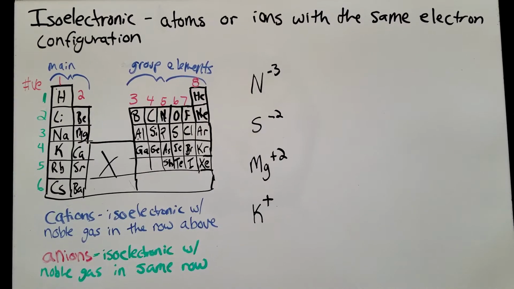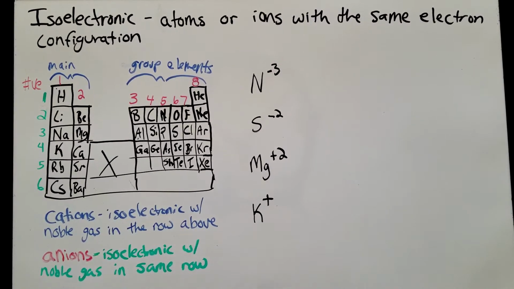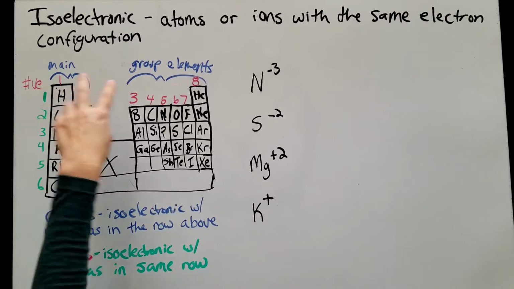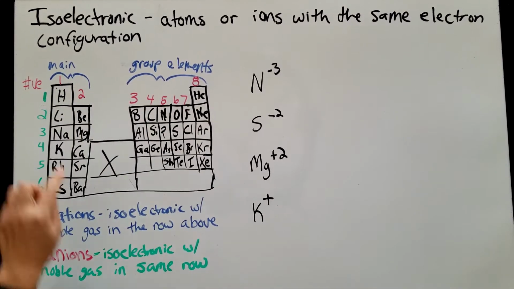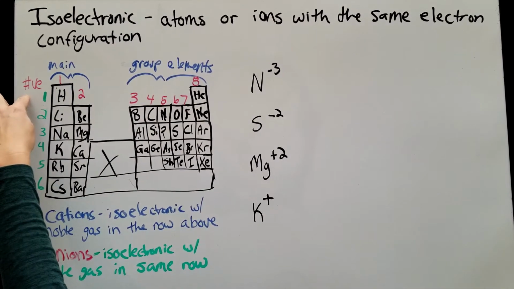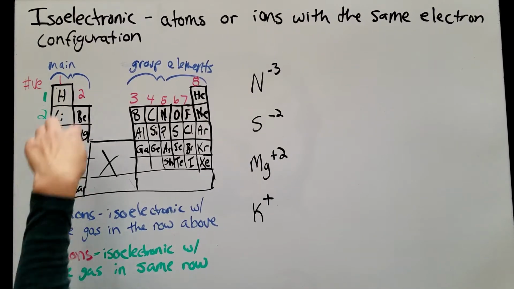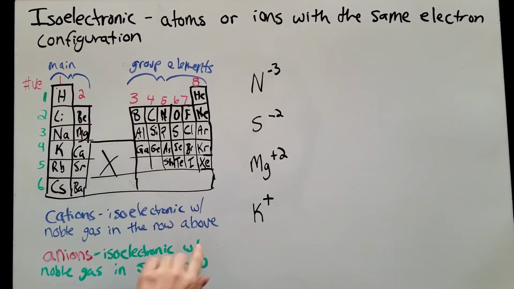Today we're going to look at the term isoelectronic. So isoelectronic means atoms or ions that have the same electron configuration. When we're doing this, we're going to focus on the main group elements. You can see that I have a periodic table here with just the main group elements shown. I also have listed across the top the number of valence electrons, which we looked at in the last video.